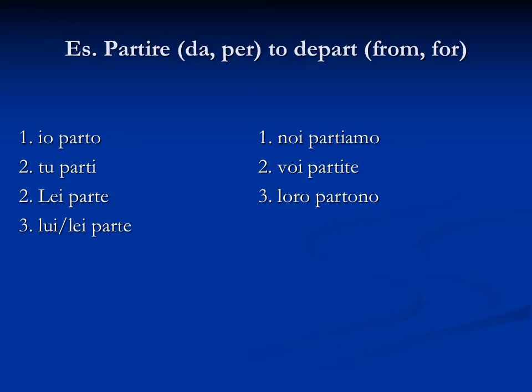Okay, let's take a look at this conjugation. We have io parto, tu parti, lei parte, lui, lei parte, noi partiamo, voi partite, and loro partono. Now, without the subject pronouns, it would be parto, parti, parte, partiamo, partite, and partono. Now remember, in Italian, we often don't use these subject pronouns because each verb form is unique, thus it's not necessary. We do use them sometimes when there's ambiguity, or if we're trying to be emphatic about something. However, it's never incorrect to use the subject pronouns.